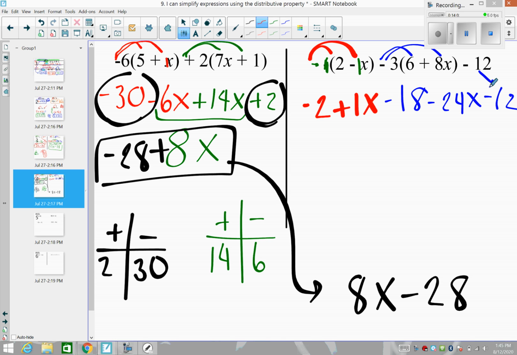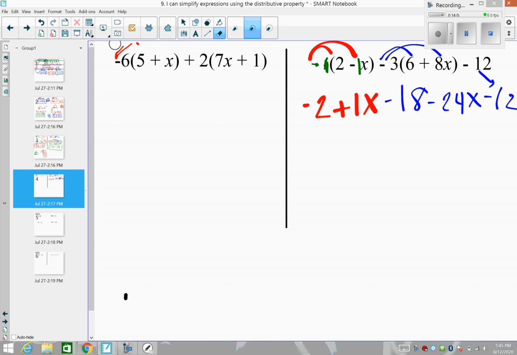So the next step that we're going to do is we're going to combine like terms. So combine like terms. I'm going to combine all the things that have x's in them and all the numbers. So let's just start with the integers. So that's an integer, that's an integer, that's an integer.